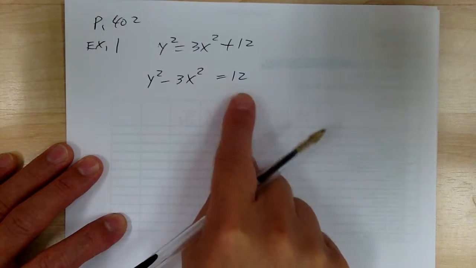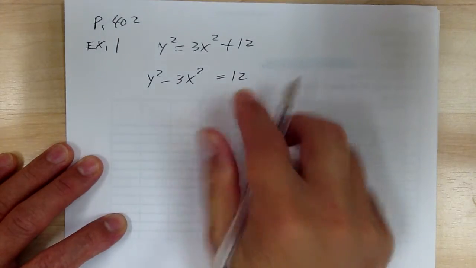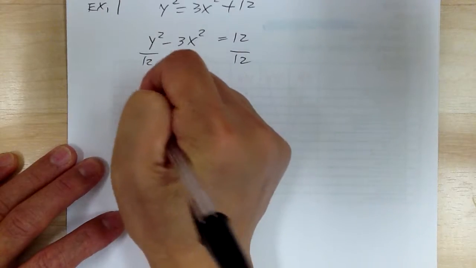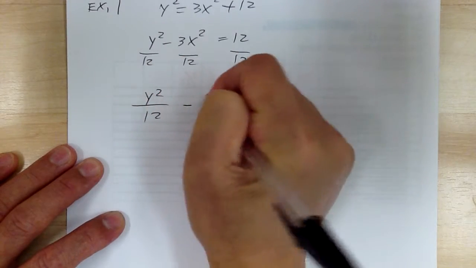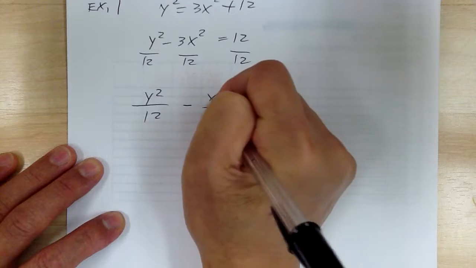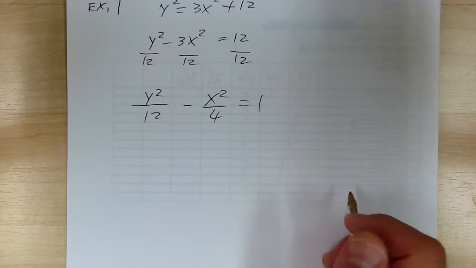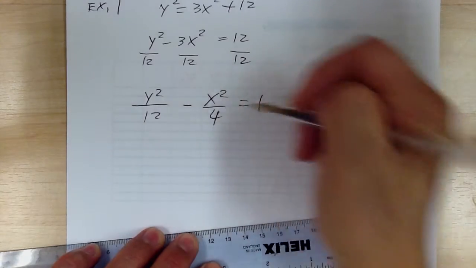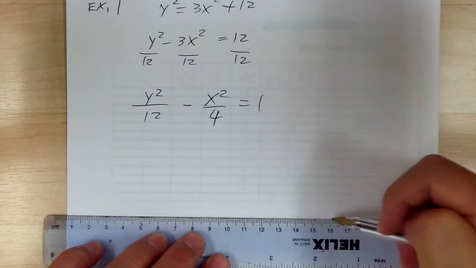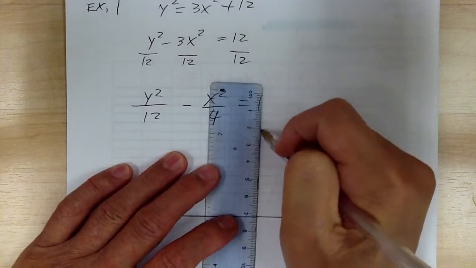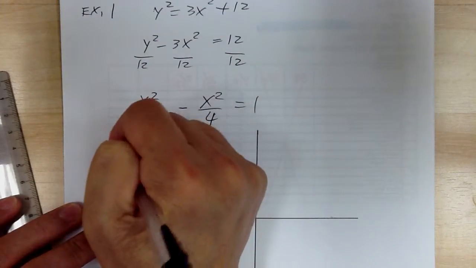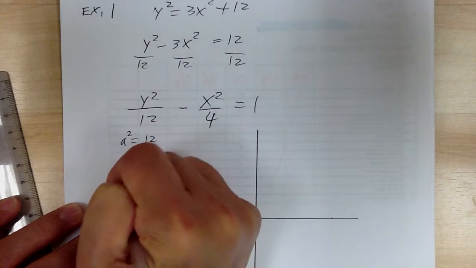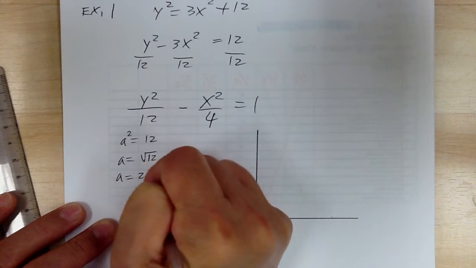Your next step is to divide by 12. You have to make it equal to 1. That's your standard form. So divide by 12, just like an ellipse. You get y squared over 12 minus x squared over 4 equal to 1. Now you're ready to graph. When you graph the hyperbola, first you want to draw the box. Over here you have a squared equal to 12, so a equal to square root of 12, so a equal to 2 square root of 3.